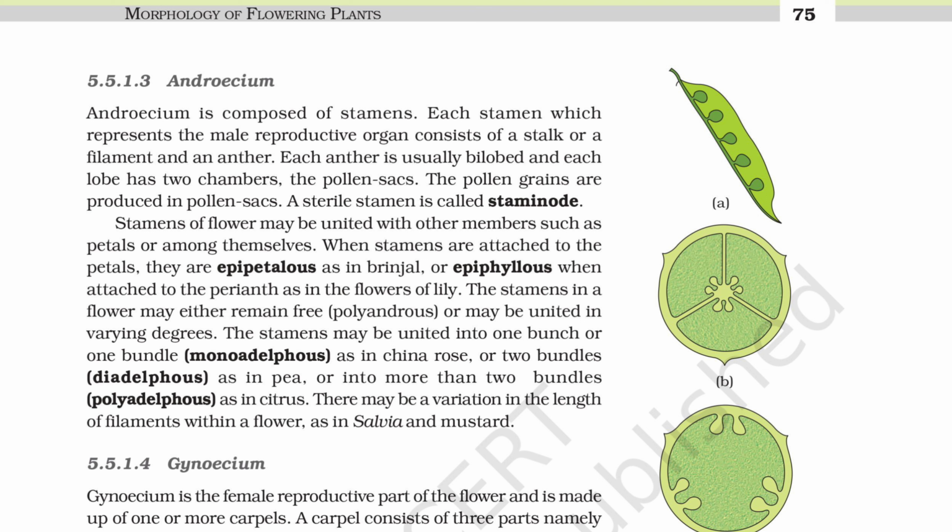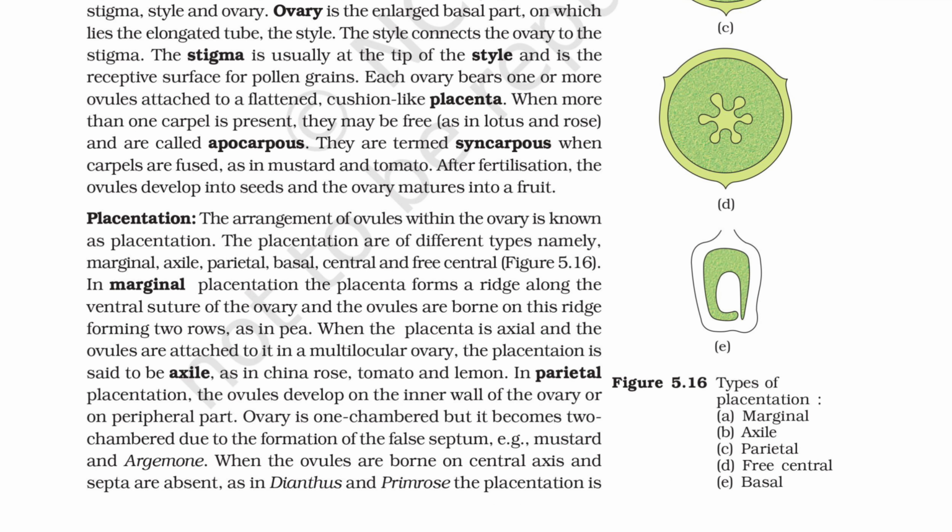Gynoecium. Gynoecium is the female reproductive part of the flower and is made up of one or more carpels. A carpel consists of three parts, namely stigma, style and ovary. Ovary is the enlarged basal part, on which lies the elongated tube, the style. The style connects the ovary to the stigma. The stigma is usually at the tip of the style and is the receptive surface for pollen grains.